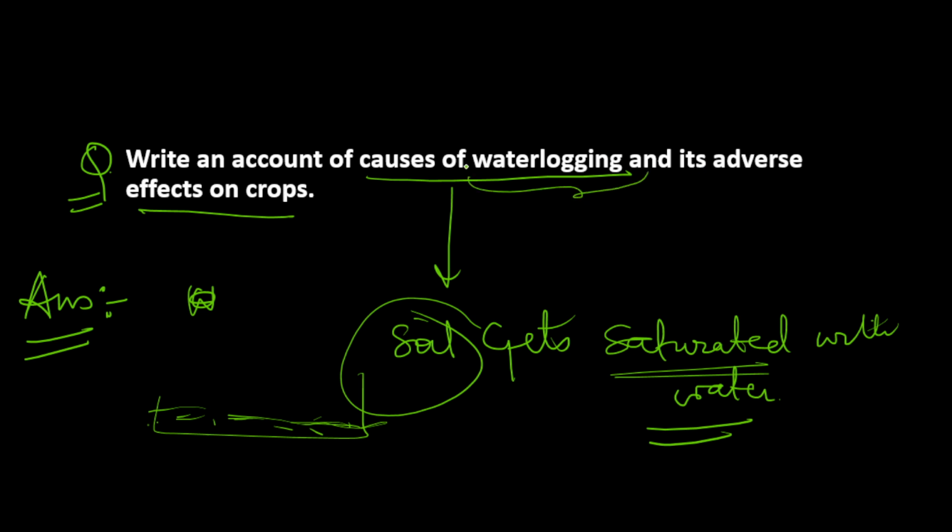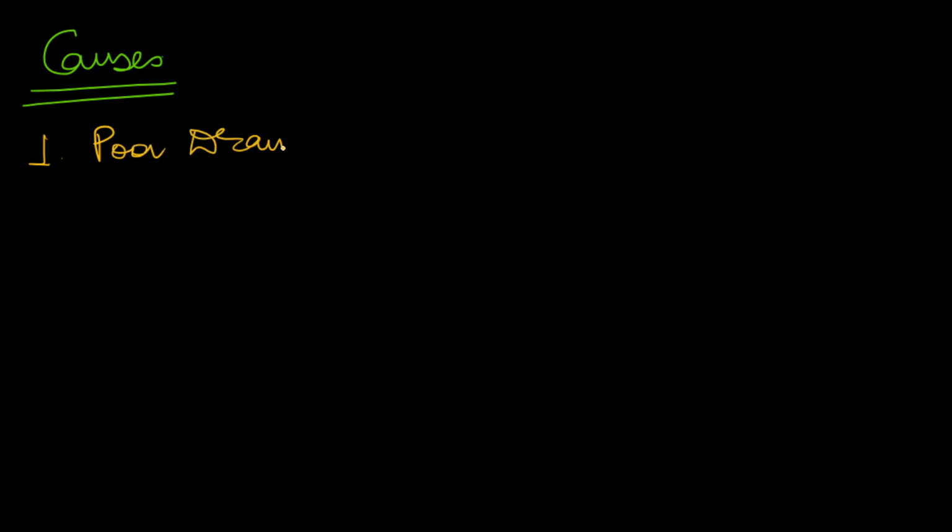Now we will focus on the causes and effects, that is what is directly asked in the question. So first of all, causes of waterlogging. Obviously the major cause is the poor drainage system. So we all know that if you go for flat irrigation and the drainage is not up to the mark, obviously the water will be stored in that field only. So it is the major cause: inadequate surface and subsurface drainage systems.